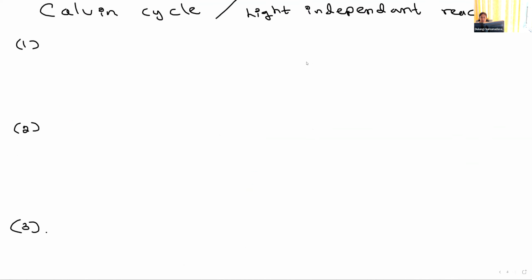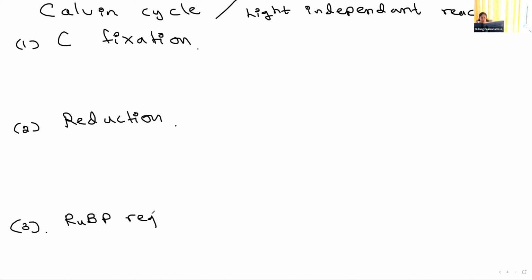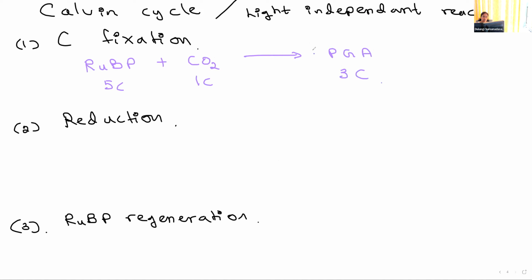Okay, so the three stages are the carbon fixation, and then reduction, and the last one is the RuBP regeneration. So carbon fixation is, we are taking RuBP, the 5-carbon compound, combined with the carbon dioxide, 1 carbon, and we're going into the PGA, right? So it's a 3-carbon compound. So you have to have 2 of them.